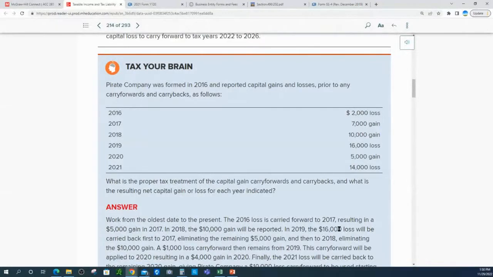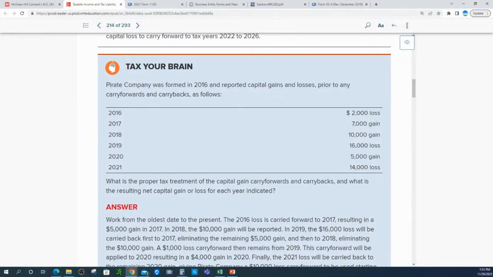So we've got Pirate Company, formed in 2016, reported capital gains and losses prior to any carry forwards and carry backs as follows. All right, let's take a look at this. So 2016, they had a $2,000 loss. They cannot take that loss in 2016, and they can't carry back because they didn't exist. So what they can do is carry it forward to 2017.